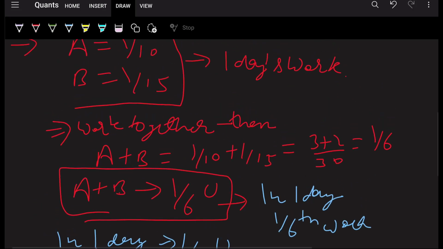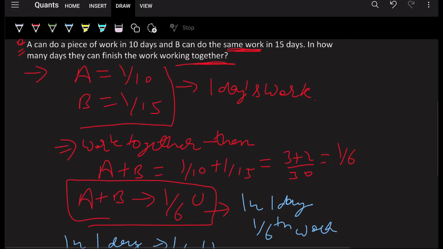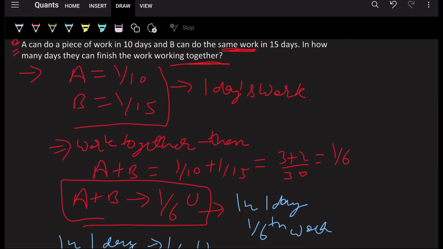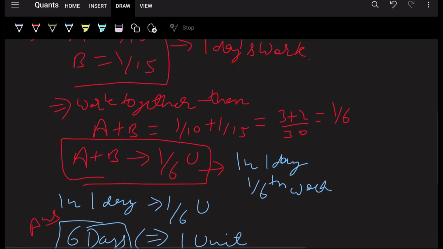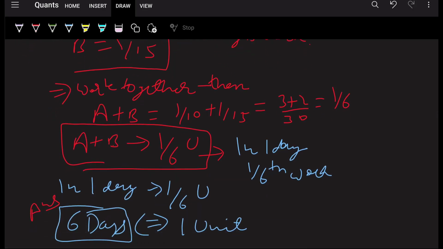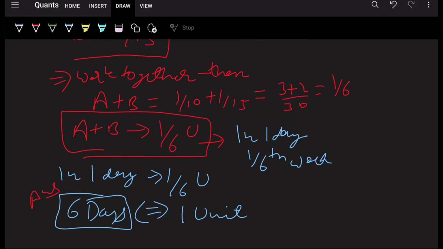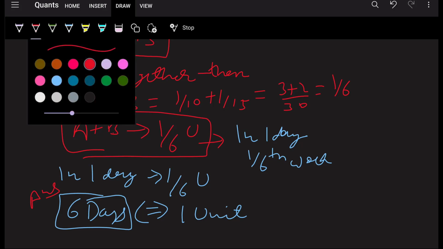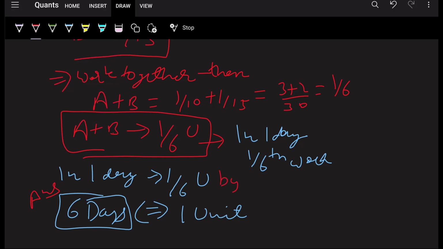So if we go over it again, here we first calculated the efficiency of A and B. The efficiencies are 1 by 10 and 1 by 15 for A and B respectively. Now what is efficiency? It is the 1 day's work. If both are working together, then we add the 1 day work of both A and B. So it will be 1 by 6 by adding both of these. So 1 by 6 unit of work is completed in 1 day by A plus B.